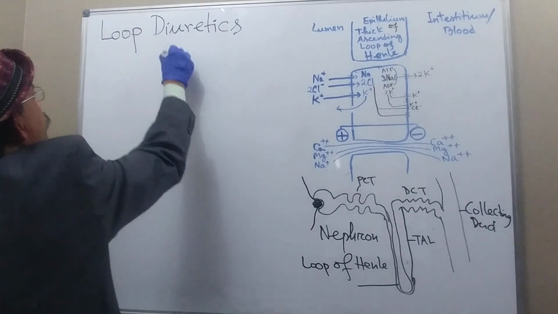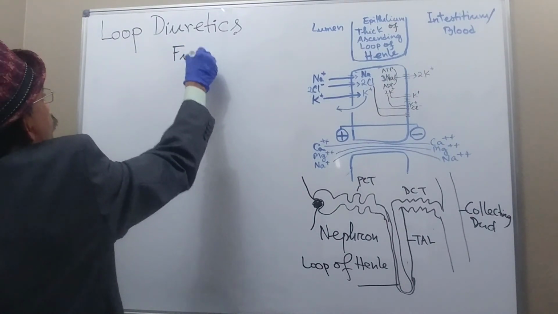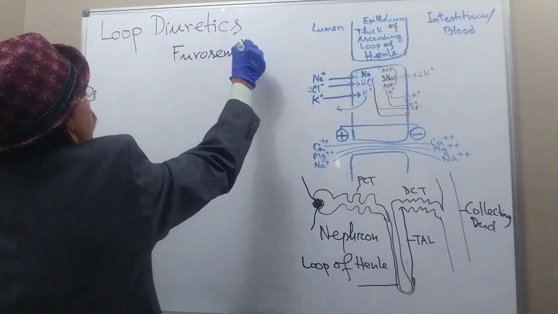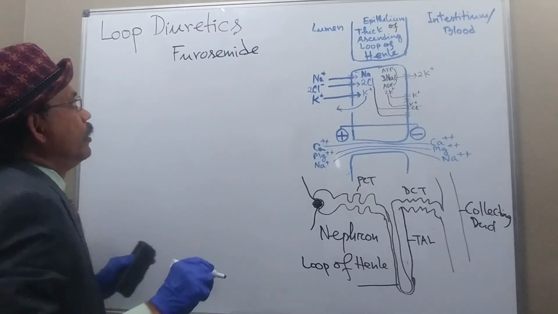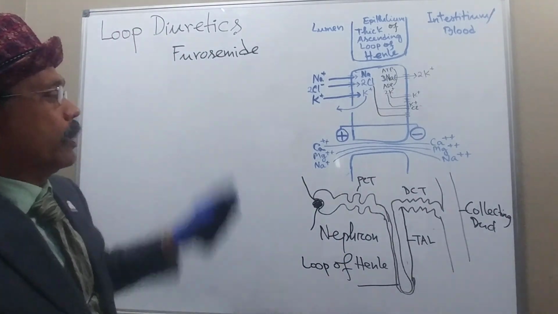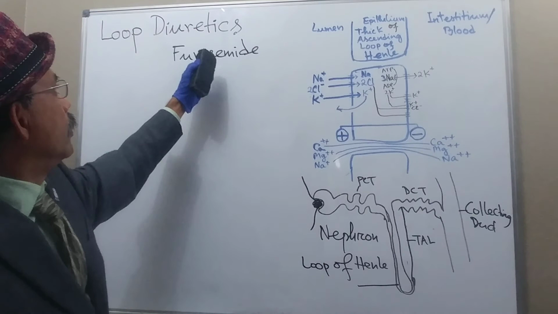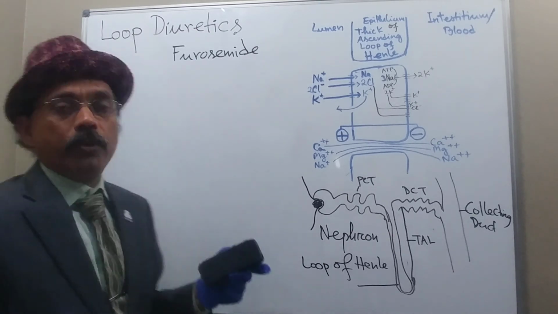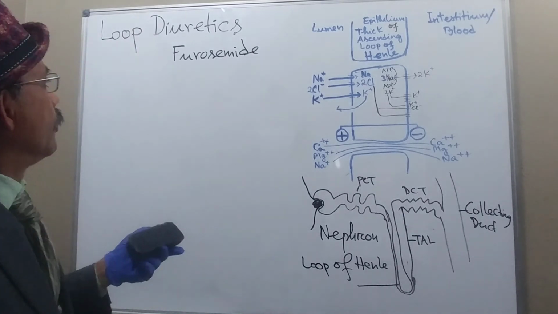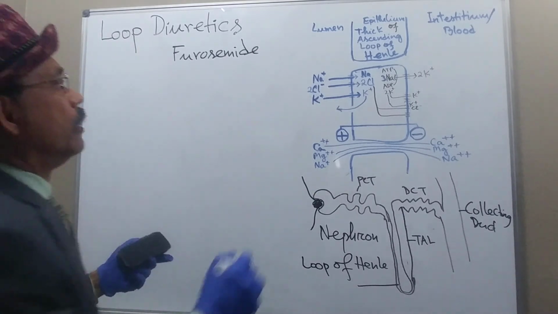Suppose furosemide, we have torsemide, ethacrynic acid, bumetanide. This is the most commonly used loop diuretic. The market name is Lasix, a very popular brand. So how does it work?